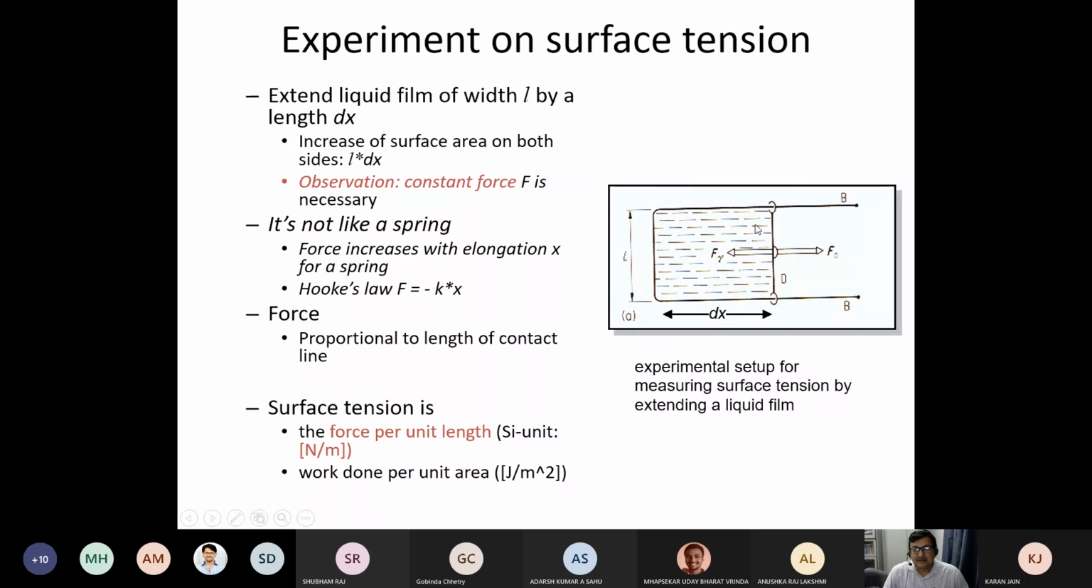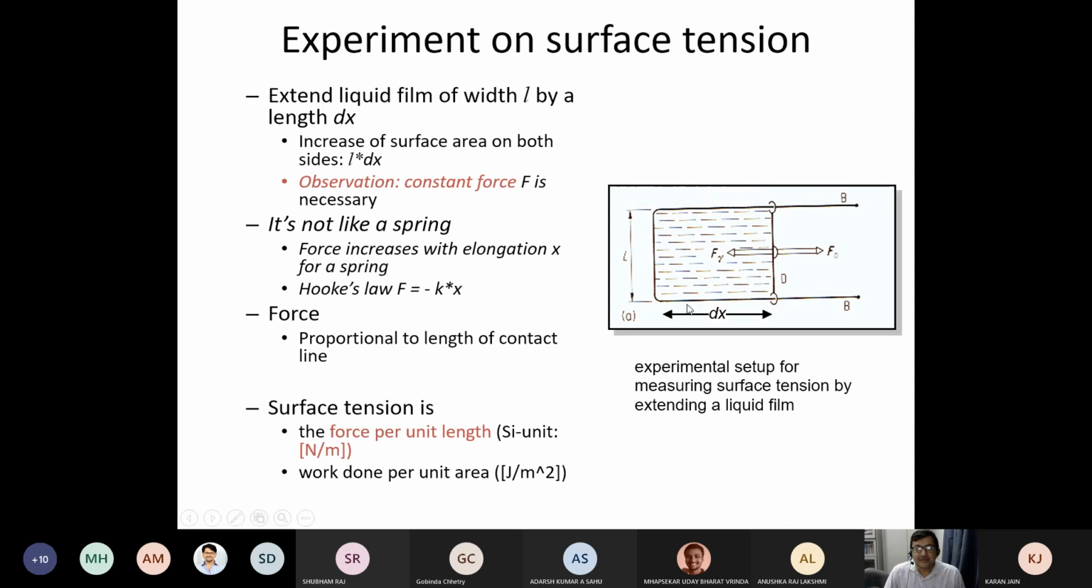Okay, so this was the first experiment through which this particular property was measured. You have done this in your childhood, that you generated the soap bubble, right? You took a soap solution and then you started putting some air and it expanded like that. So here you have taken a filament like that, and then you have put a soap film, and then you are trying to put a force here, right? So experiment on surface: extend the liquid film of width L by a length dx. So you have extended it by a length dx. The increase of the surface area on both the sides is L times dx. You have two surfaces, right, for a film.